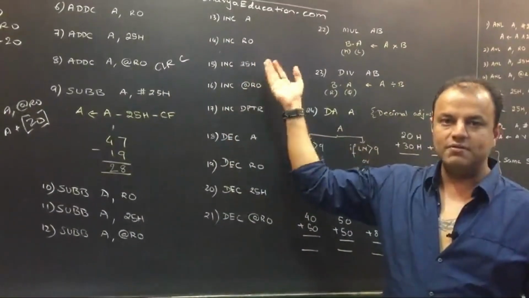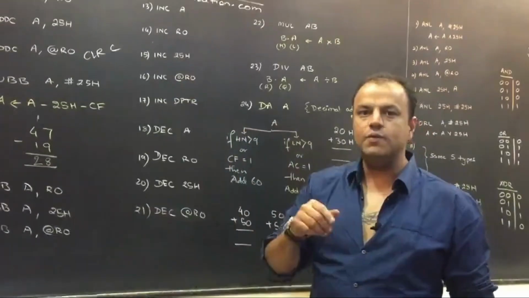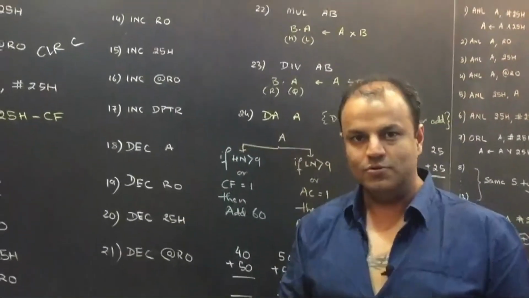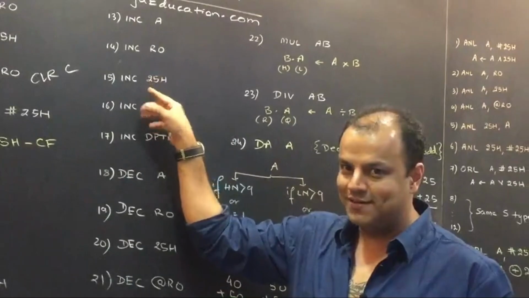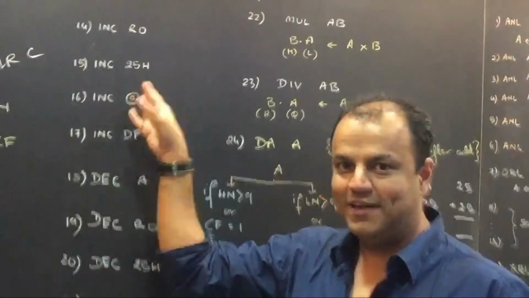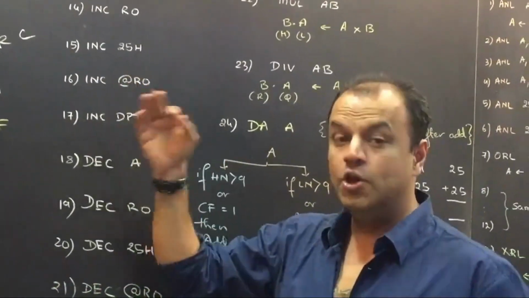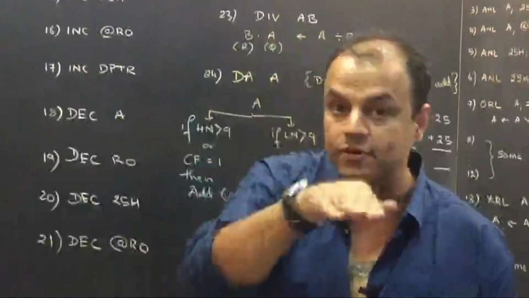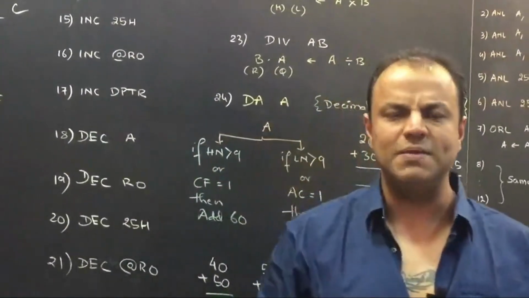Increment the register, so you're incrementing the value of some register. Increment 25, what? Are you making 25, 26? No. 25. There is no hash over here. That means you're not interested in 25. Since there is no hash, that means it's an address. You are incrementing the contents of location 25. Please tell me, did you understand this?